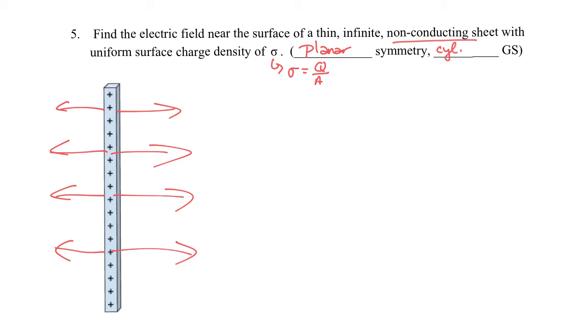All right, let's change our colors. So we draw our Gaussian surface. So here we go. This area, call that A. This area, call that A. Same area. And you can call that whatever you want. You want to call it H? You go for it.